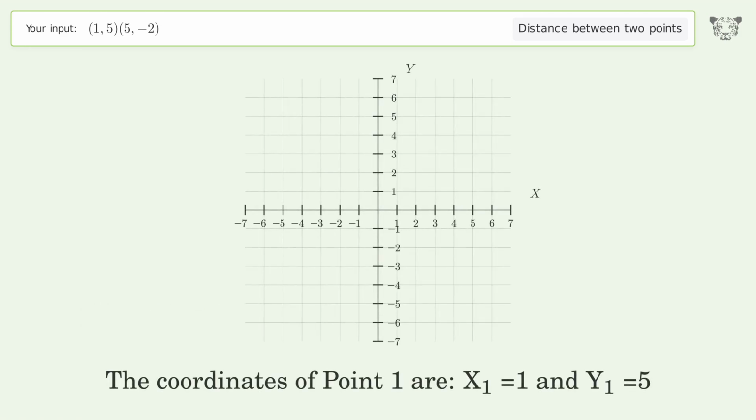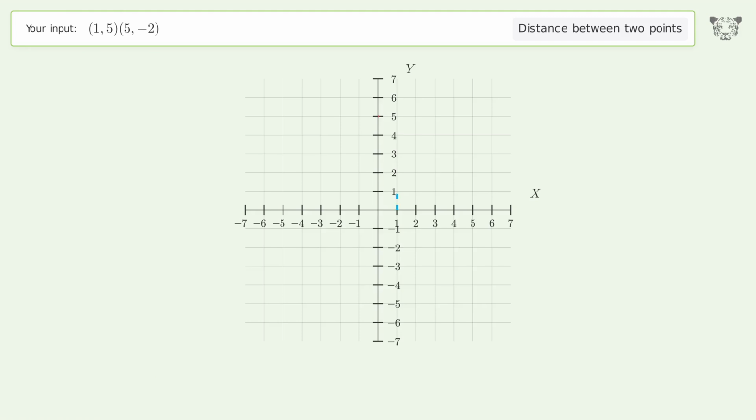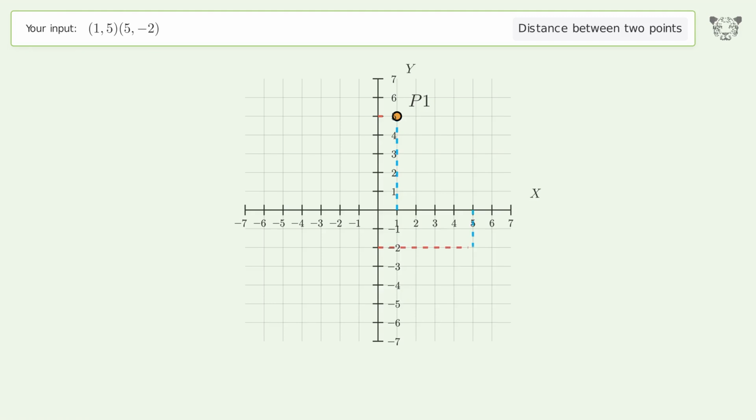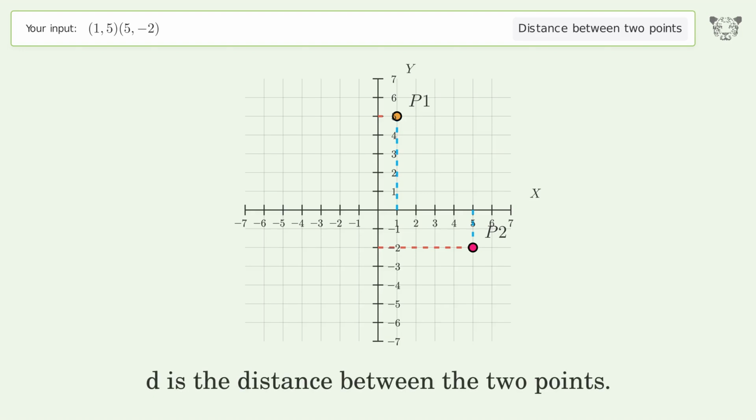The coordinates of point 1 are x1 equals 1 and y1 equals 5. The coordinates of point 2 are x2 equals 5 and y2 equals -2. D is the distance between the 2 points.